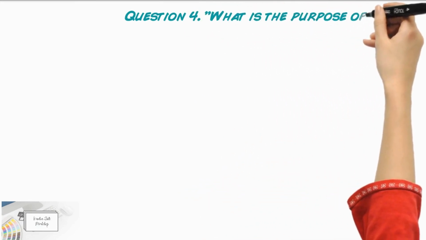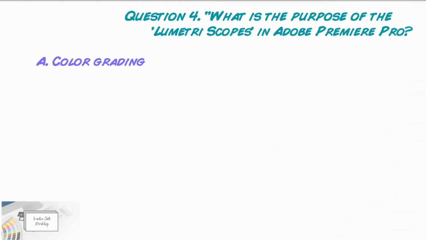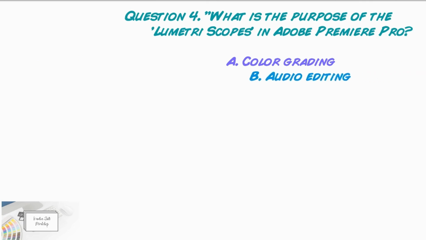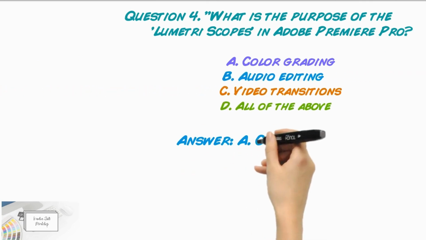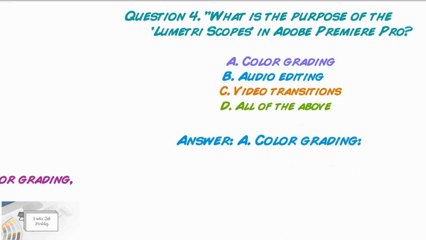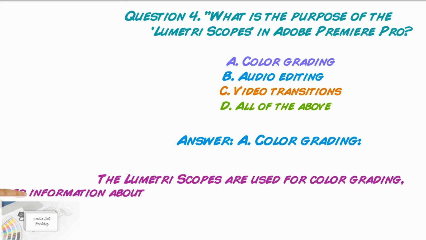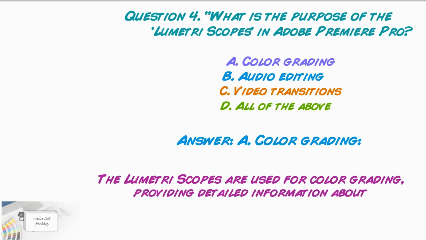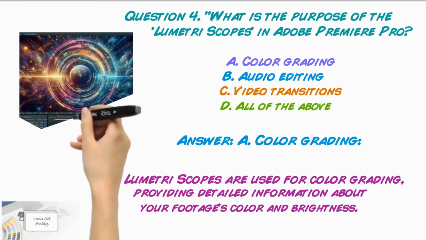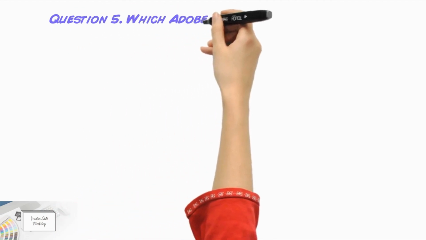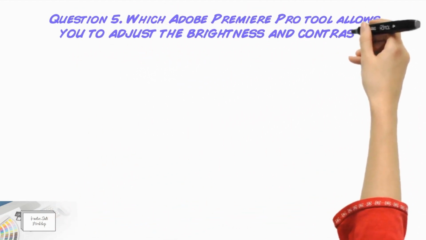Question 4. What is the purpose of the Lumetri scopes in Adobe Premiere Pro? A. Color grading. B. Audio editing. C. Video transitions. D. All of the above. Answer: A. Color grading. The Lumetri scopes are used for color grading, providing detailed information about your footage's color and brightness.